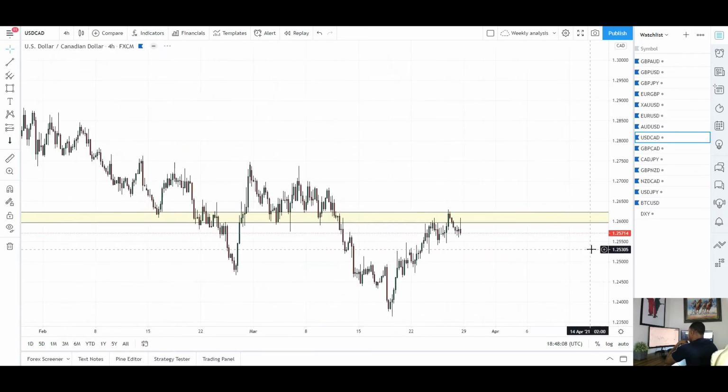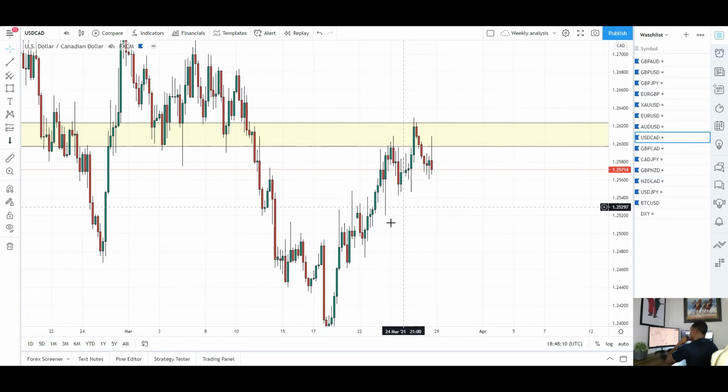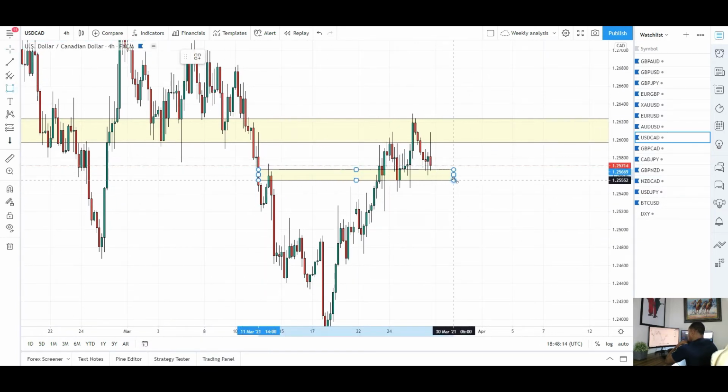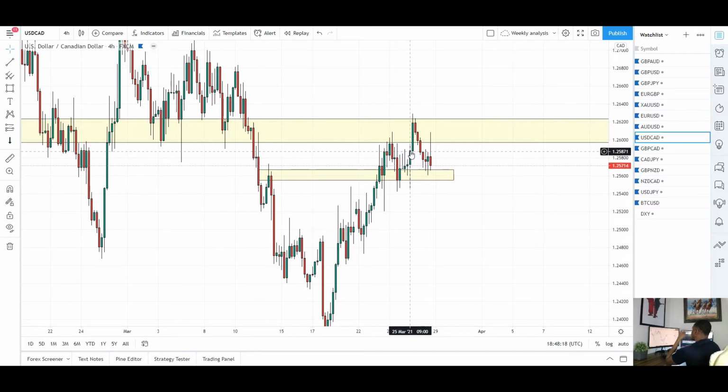So if I jump to the 4H, I did say last week that we do expect to see a further continuation back to this level here, which is our prior resistance on the 4 hourly. Get above that, I do expect price to reach that 1.26 level on the daily.